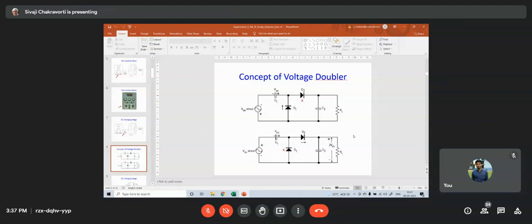So please remember, the output polarity of the impulse is not changed by the impulse generator, but by the polarity of the DC charging voltage.